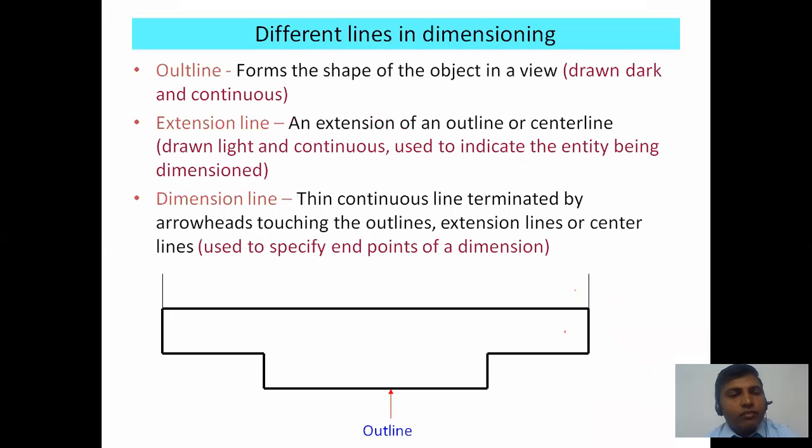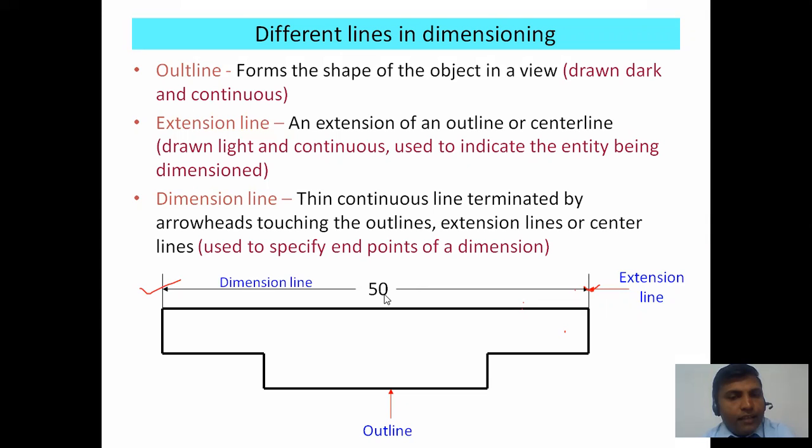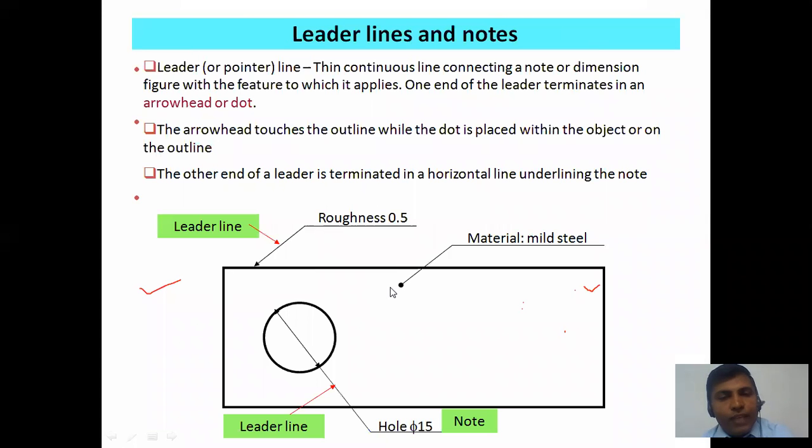Then vertical lines we can show by saying, suppose this is a vertical line and again this is a vertical line from the edge of the diagram. This is the extension line. If I go ahead again, this is an extension line. Again, this line is indicated by using the dimension line, and the 50 is nothing but the dimension value.